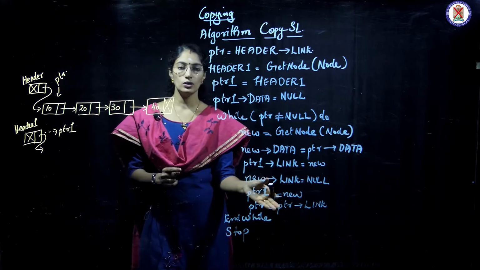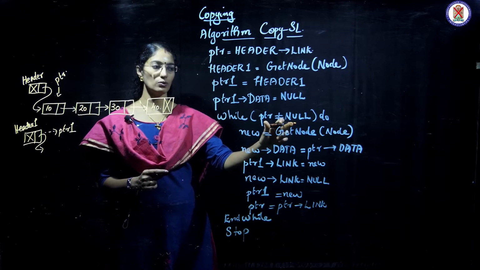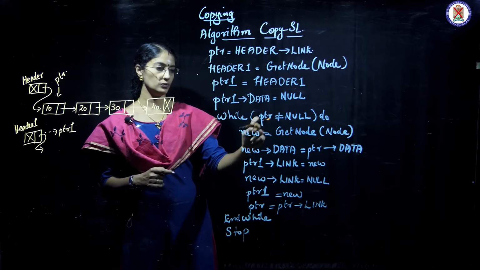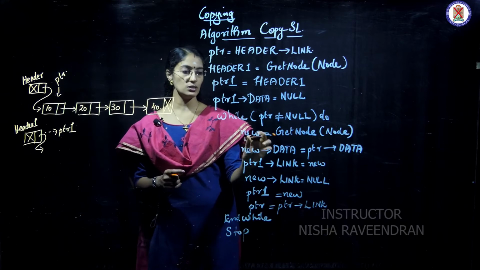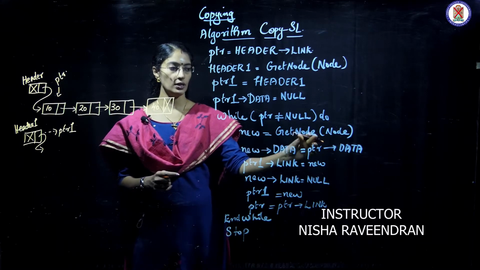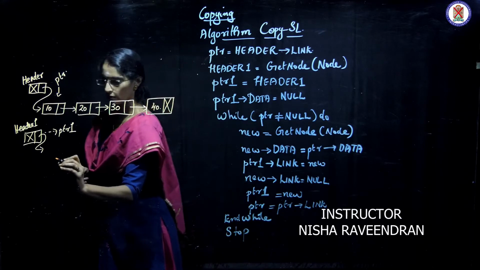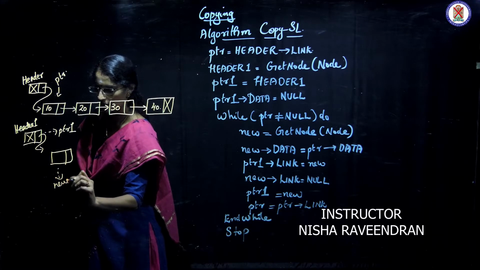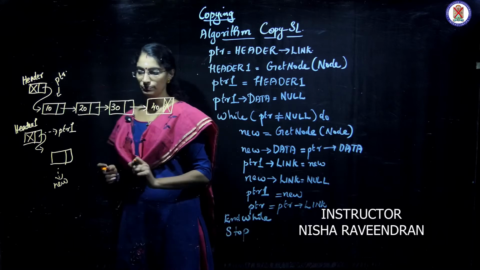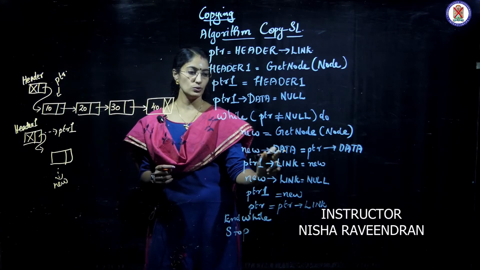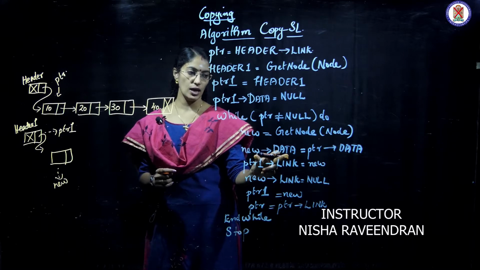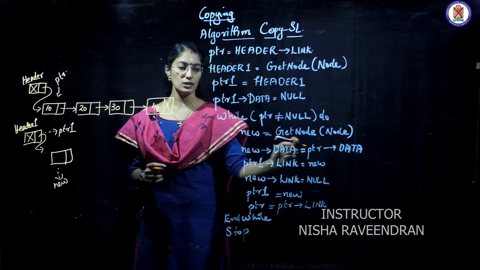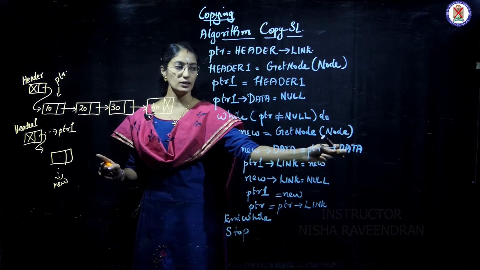Now we are going for a looping structure, a while loop, and this while loop goes until ptr becomes null. Okay, now again the next statement is new equal to get node. So we create a node here, let it be new, and I have created this node using the get node algorithm. Now what happens? New data, that is the data part of new, gets the data part of ptr. New data is equal to ptr of data. That means the data part of new will contain the data part of ptr.